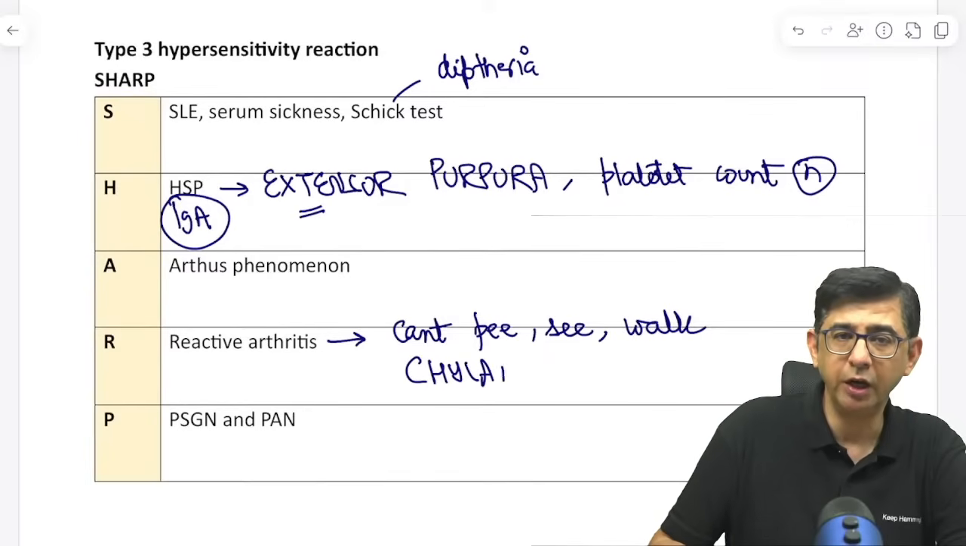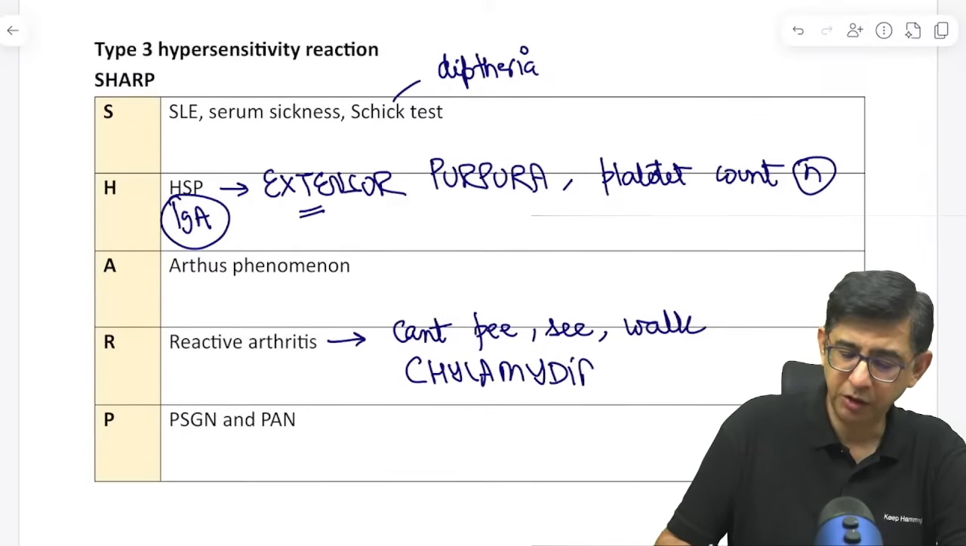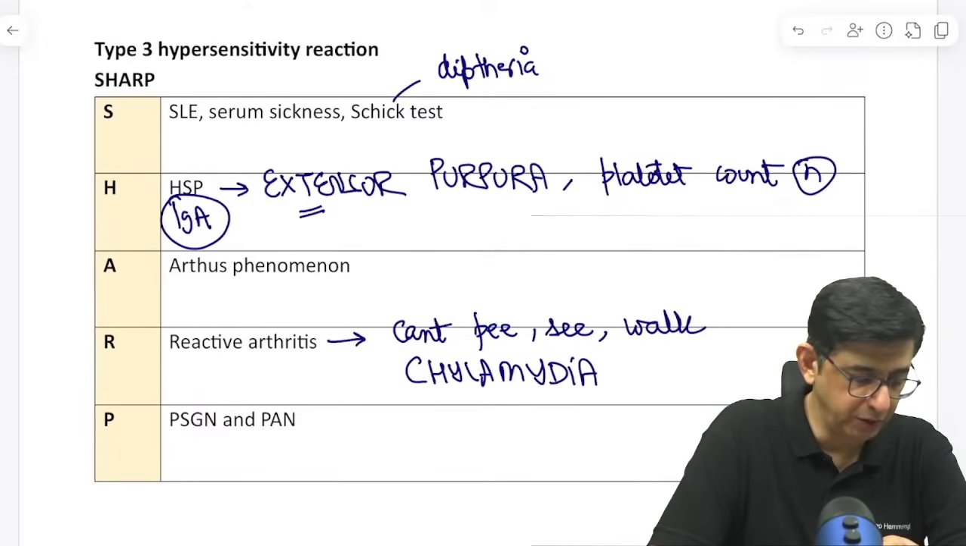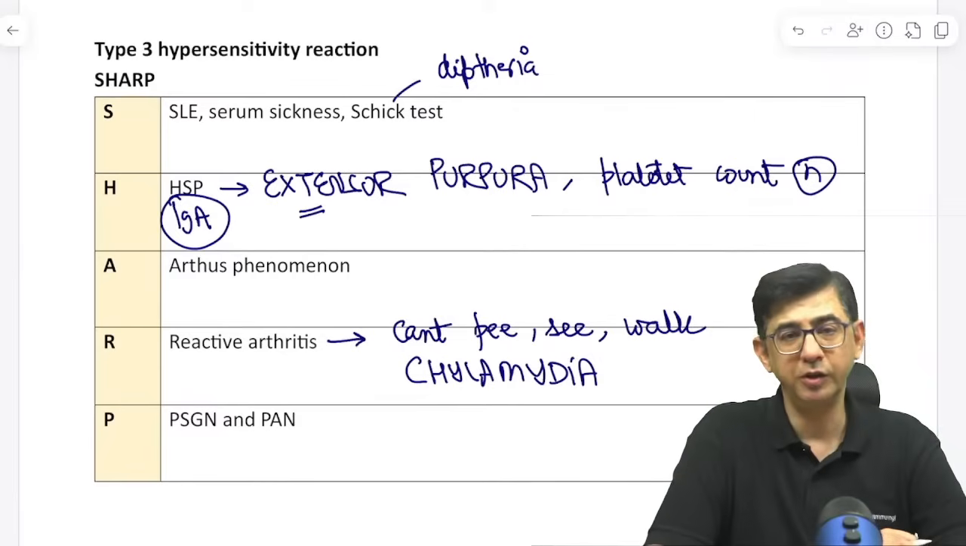The organism is chlamydia, and the manifestation is that of reactive arthritis: urethritis, uveitis, conjunctivitis, and arthritis that would be present and would be responsible for this presentation.